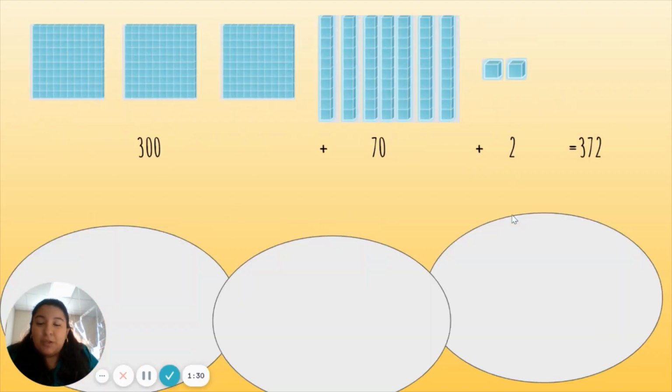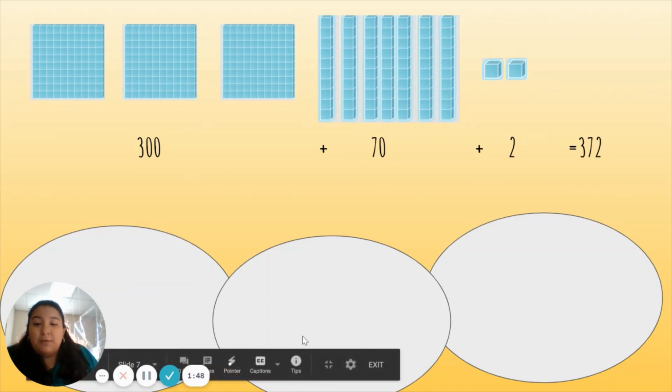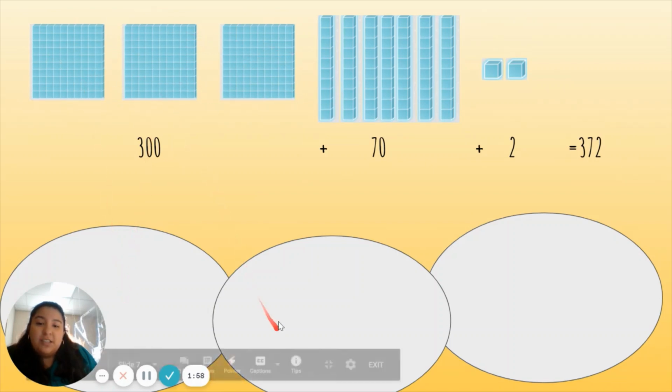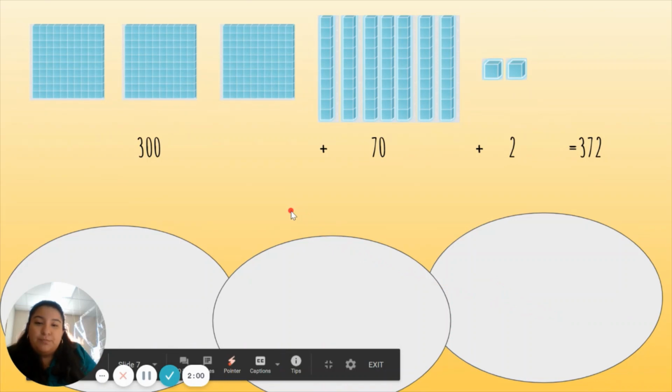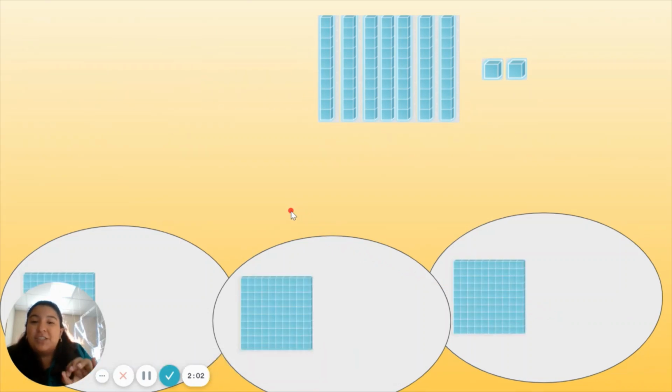Now here I have a model. Here I have a demonstration of my base 10 blocks. So I have 3 flats, which represents 300, 7 rods, which represents 70, and 2 units, which represents 2. I have my 3 groups. So these are the total amount of miles, and then I have below my amount of groups. So my total and my groups. So let's start here with my hundreds. I have 3 flats. Do I have enough to give to each group? Yep, I have enough to at least put 1 into each group.